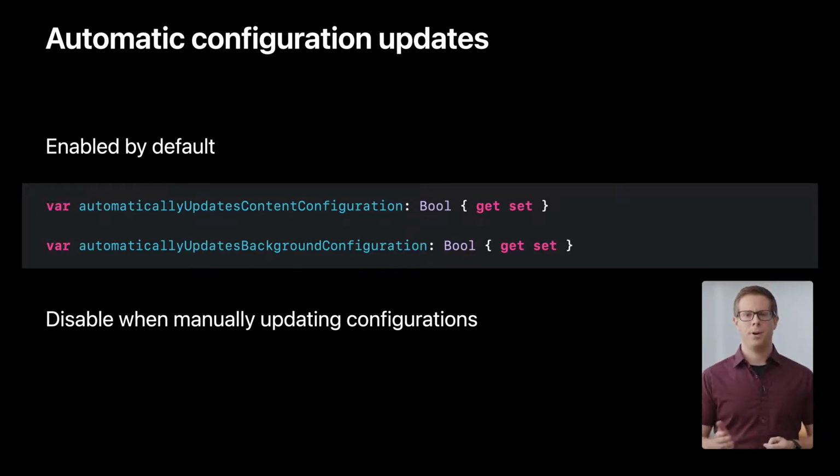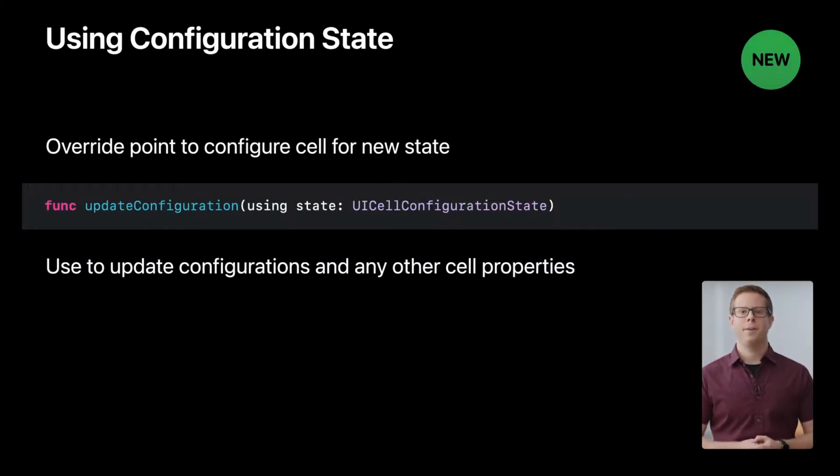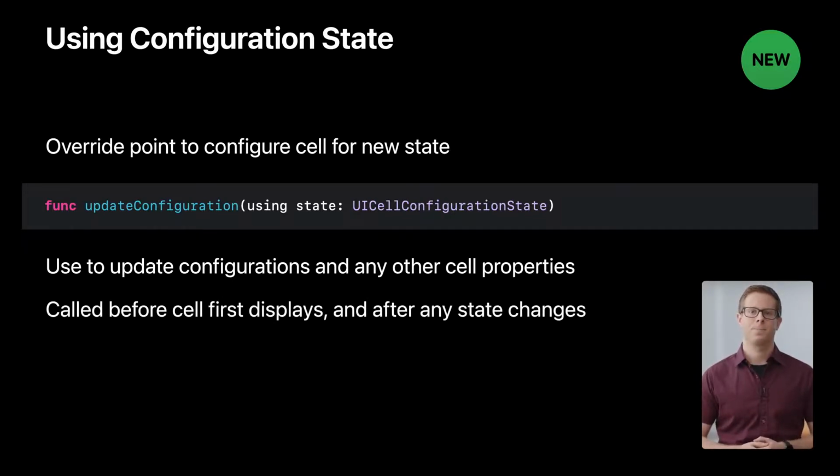But where should you put your code that updates these configurations? Well, we have a brand new method on collection and table view cells called update configuration using state. This is a method for you to override in your cell subclass, where you can put your code to configure the cell based on the state that's passed in. This method is always called before your cell first displays, and will be called again anytime the configuration state may have changed, so you can configure your cell for the new state.